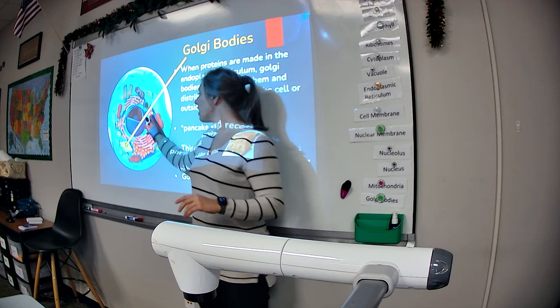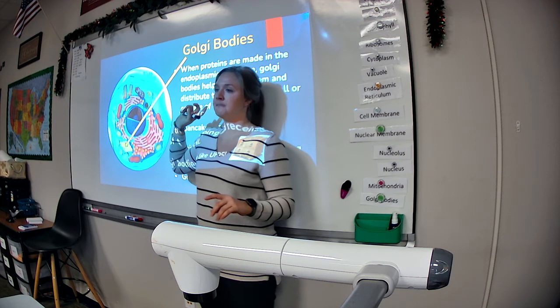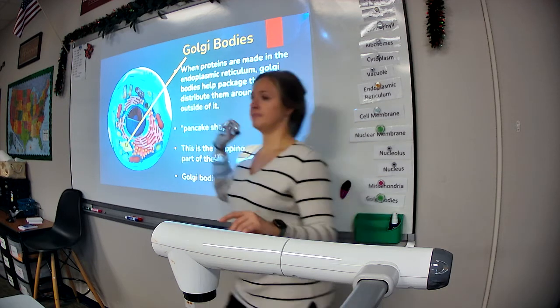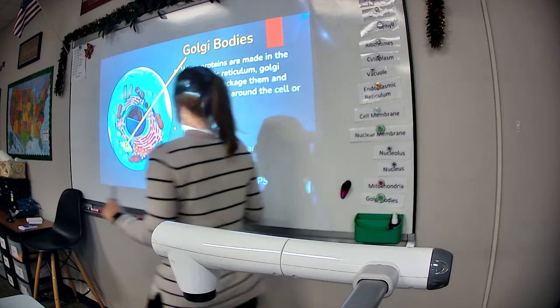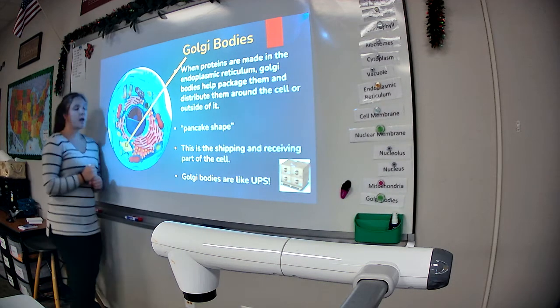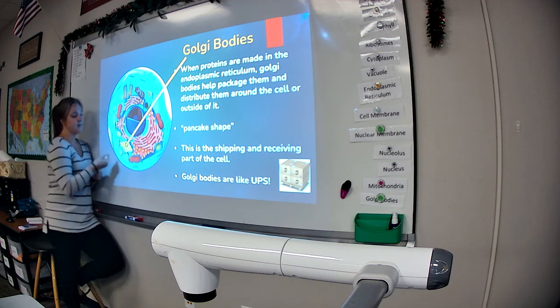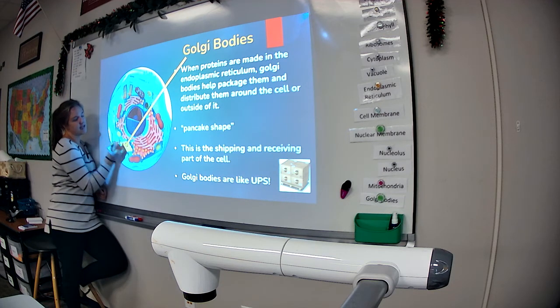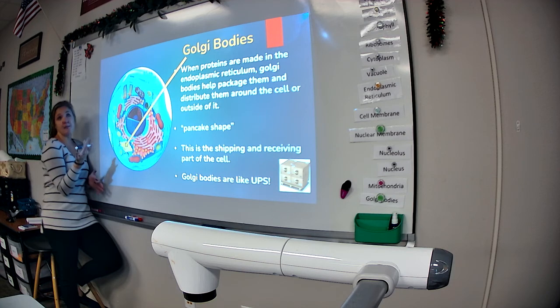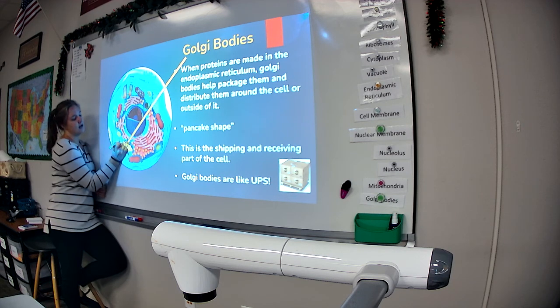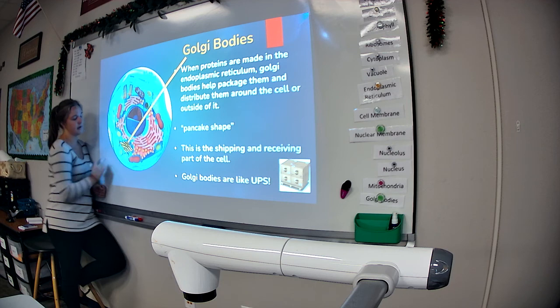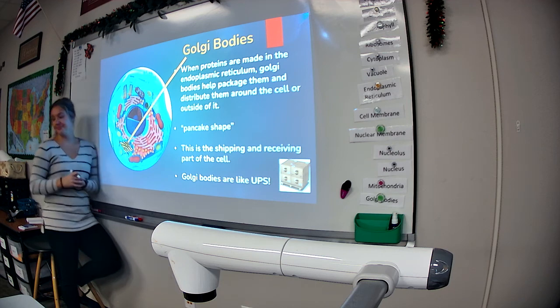And then the ER, the highway, delivers them. Okay? All right, so this is the shipping and receiving part of the cell. They're kind of like UPS. Now, the way we identify them on the diagram is they look like a stack of pancakes. Okay? Because it has a layer here, a layer here, a layer here, and a layer here.